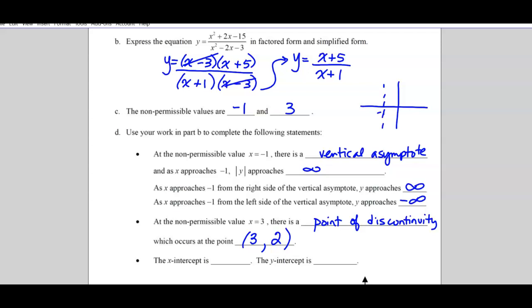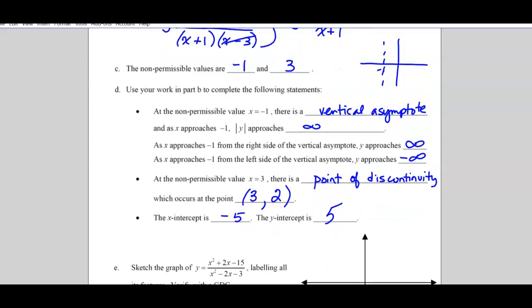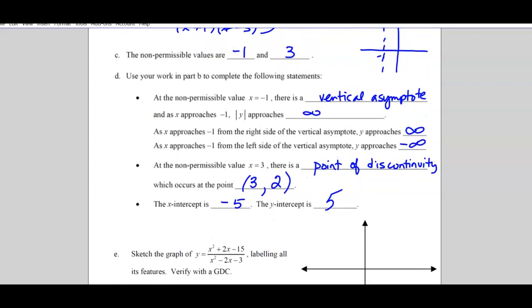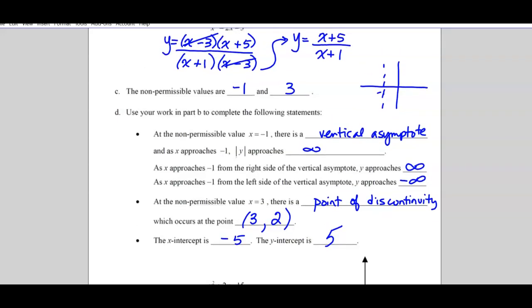X-intercept. So we want to take a look. We only care about the other factor that's left here. X-intercept is when y is 0, so that x-intercept is going to be negative 5. Y-intercept is when x is 0, so really it's the ratio of the constant terms. So it's positive 5. Yes, it's the ratio of the constant terms because x is 0. When we do the ratios with the leading terms, that's where we get the horizontal asymptote.